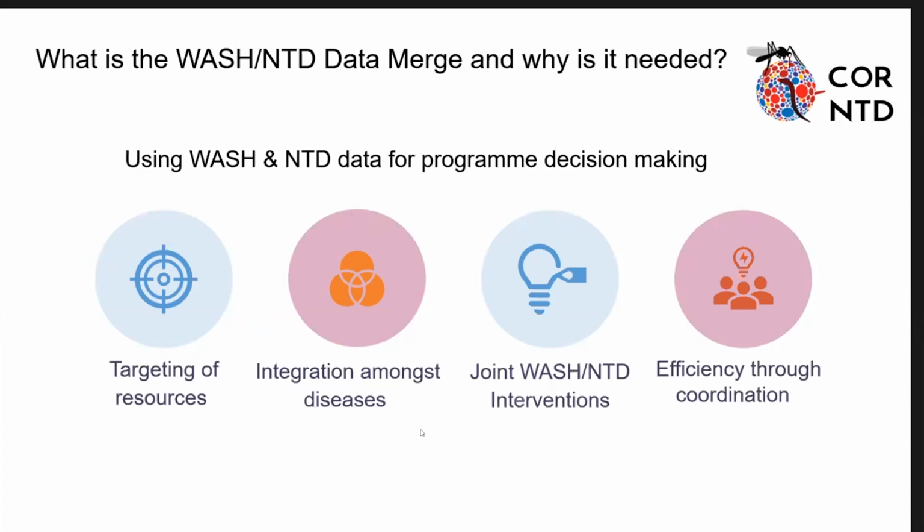Again, you can look at integration amongst diseases, especially around schisto, STH, and trachoma. Those are often the diseases we think about in most relation to WASH, and looking at if there's high burden of all those diseases in one area and also low WASH, that's another good area to look at. It can also flag areas where we think joint WASH and NTD interventions would do best, and then it helps us with efficiency through coordination.